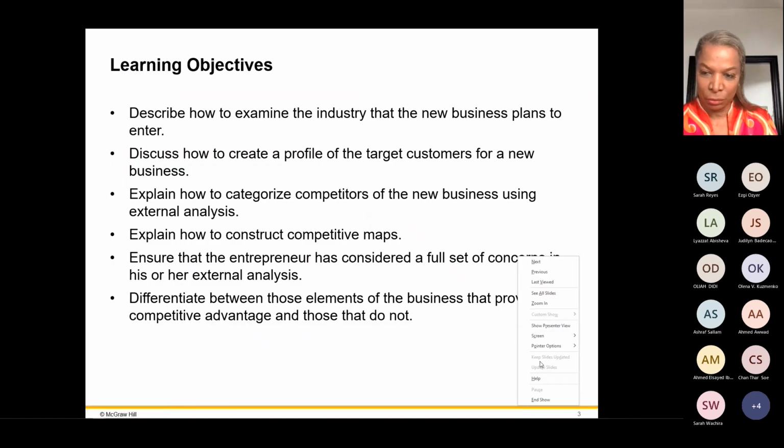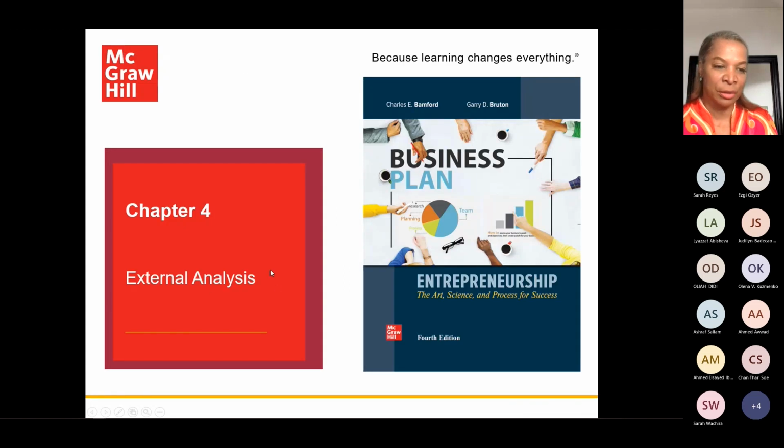So we're going to do an external analysis. If you remember, everything we've done so far in the class was an internal analysis. We looked at our team, the experiences, the personalities, and the skills that the team possesses. That was an internal analysis. If you think about a SWOT analysis, strengths, weaknesses, opportunities, and threats, your internal is your strengths and your weaknesses. Your strengths are what you bring to the table, and your weaknesses are what you lack.